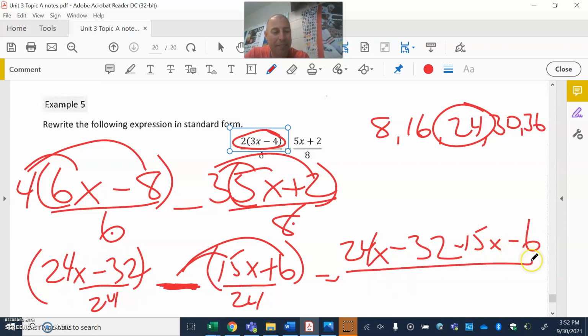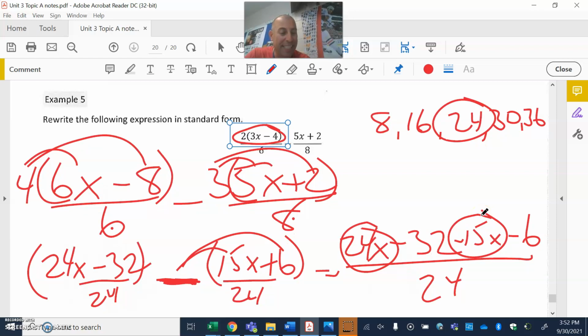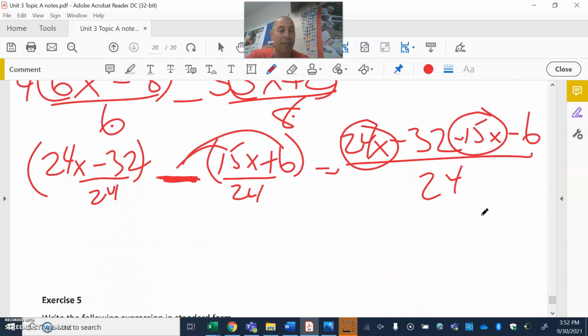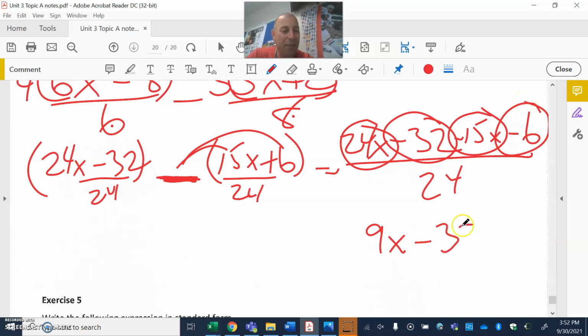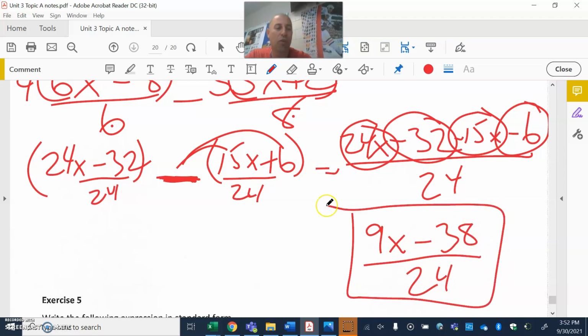And again, my common denominator here is 24. So here we go: 24x combined with a negative 15x. Well, all right, how about a 9x? And then negative 32 and a negative 6 is negative 38. And there's my 24. Show's over, we're done.